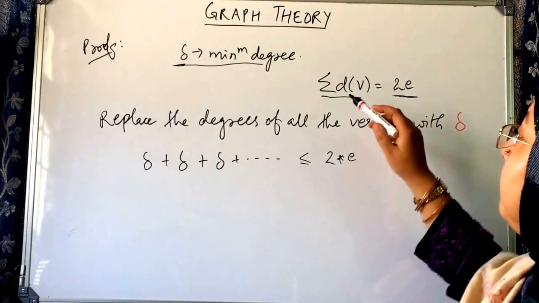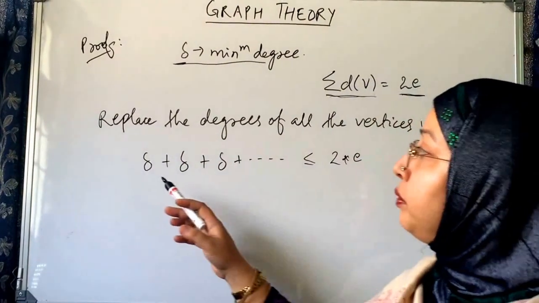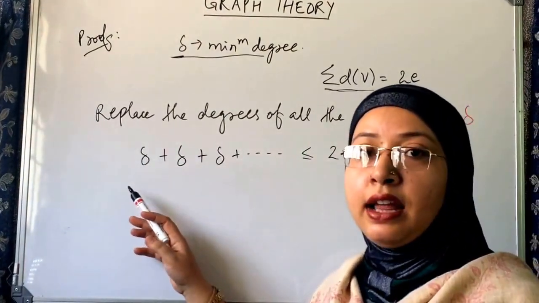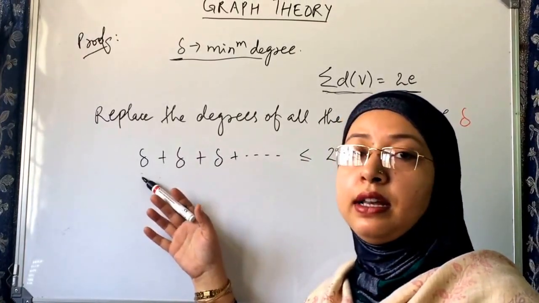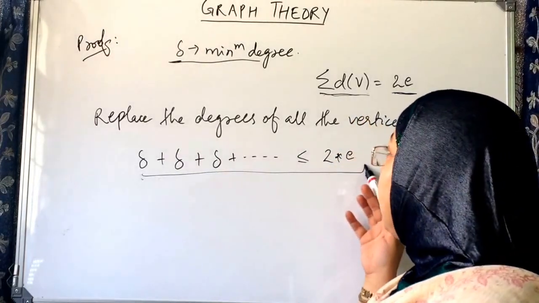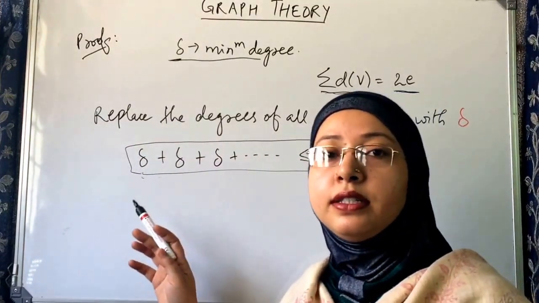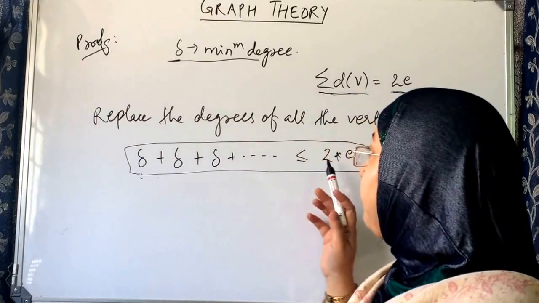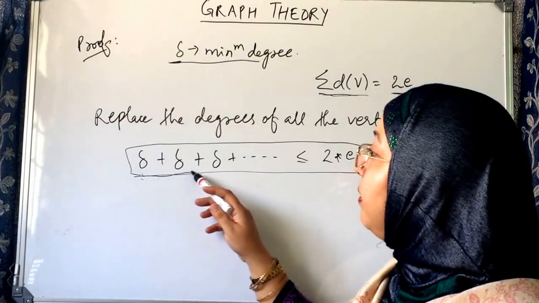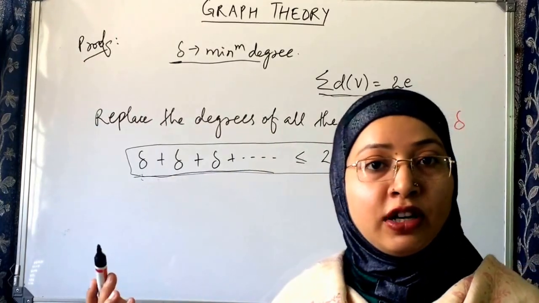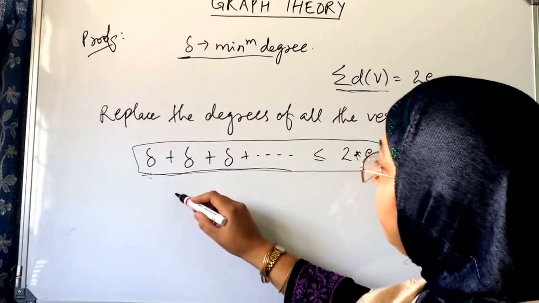Why? Because the sum of the degrees of all the vertices is twice E, but we are assuming that the minimum degree is del, and we are replacing all the degrees of the vertices by del, so it will always be less than or equal to twice E. Because del is minimum, it cannot be more than this, it can always be less. How many del are there? As many as there are vertices, and we are assuming that there are V vertices.